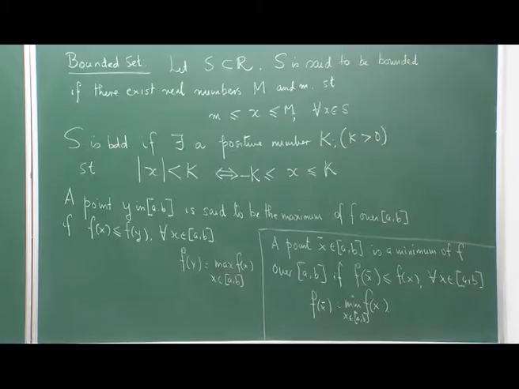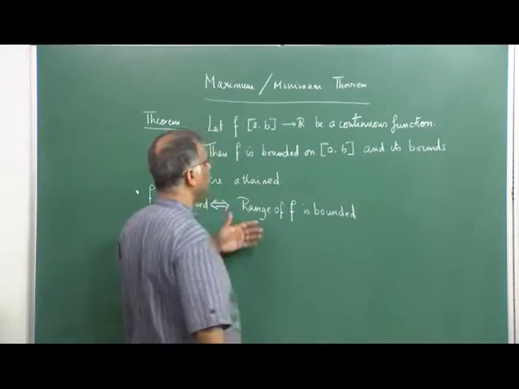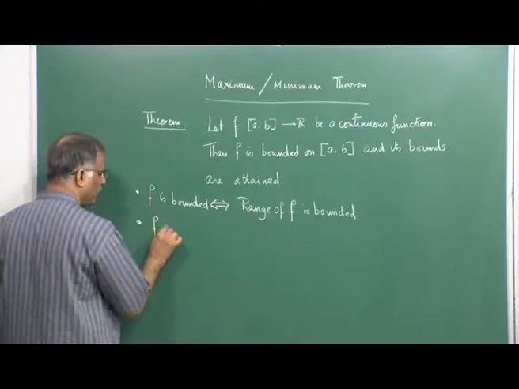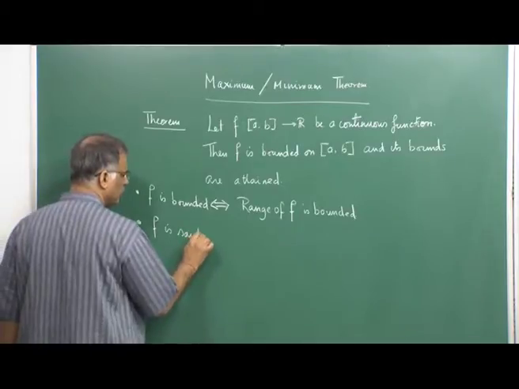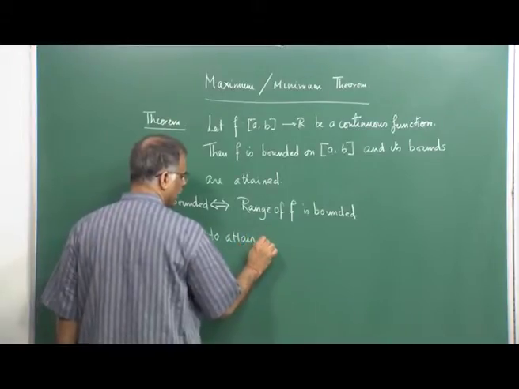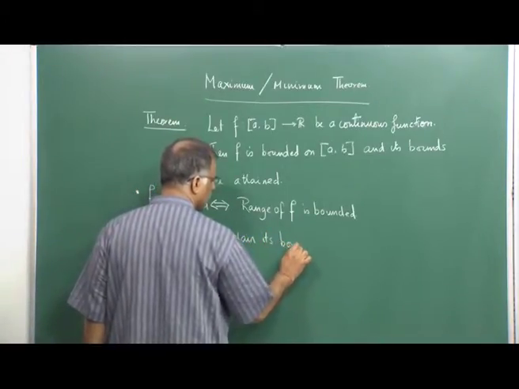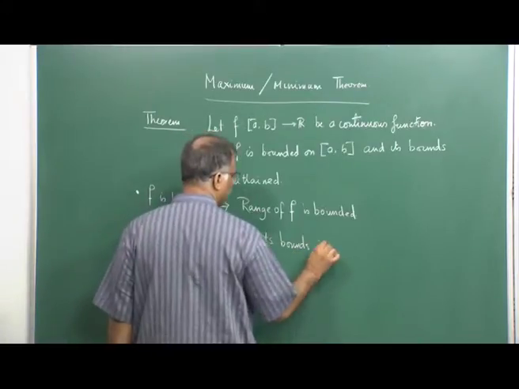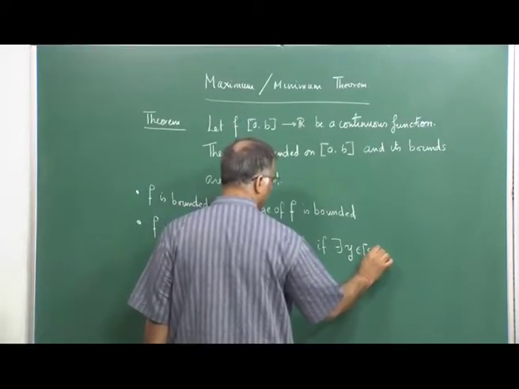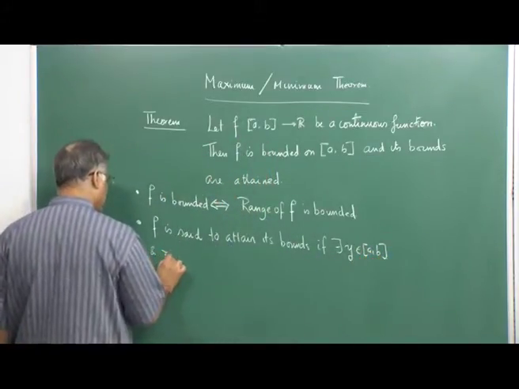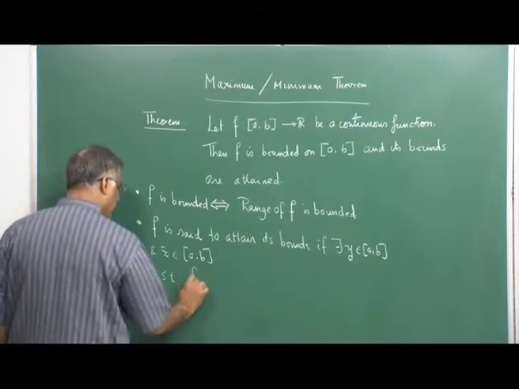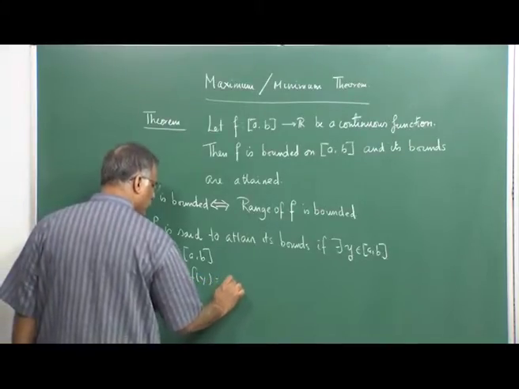So, what is the meaning of its bounds being attained? F is said to attain its bounds if there exist y an element of [a, b] and x bar an element of [a, b] such that f of y is the maximum value in the way we have just defined.